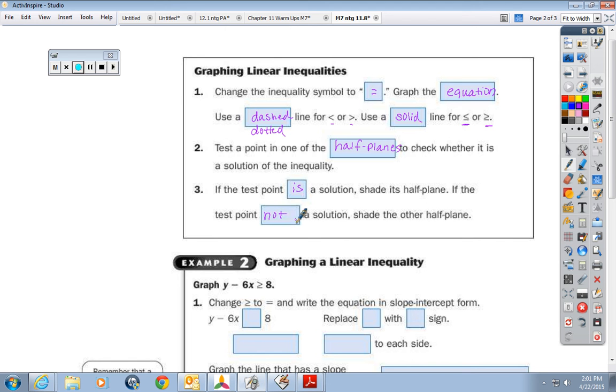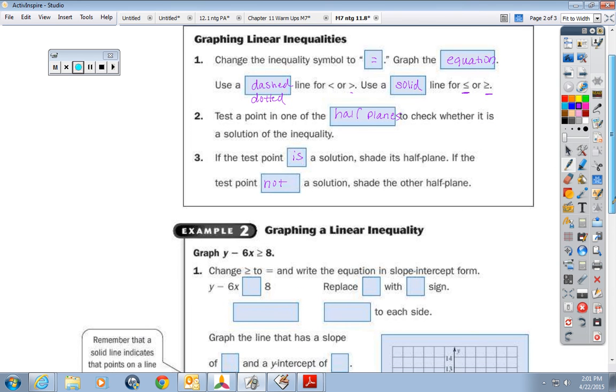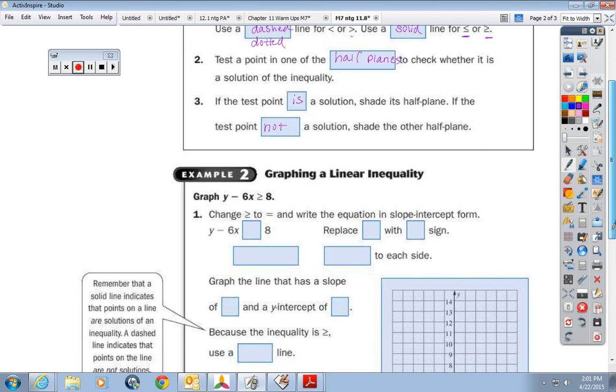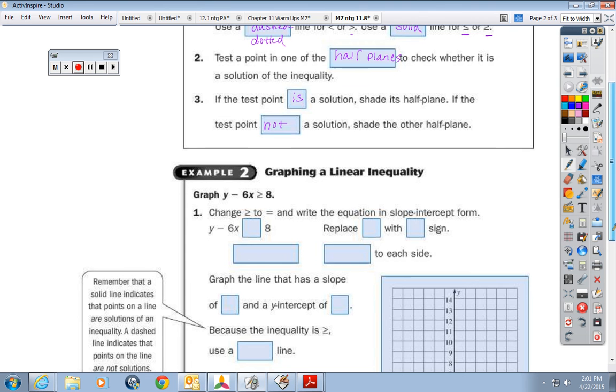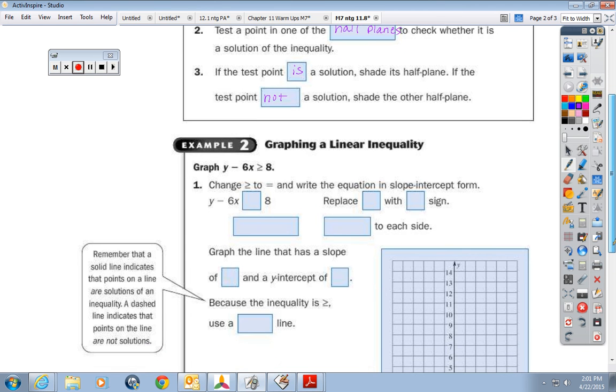Okay. I have a question. Yes. Like how you underline the less than or greater than, is that changing versus? Yeah, we're still going to change it to an equal sign. It's just going to determine how we graph it.